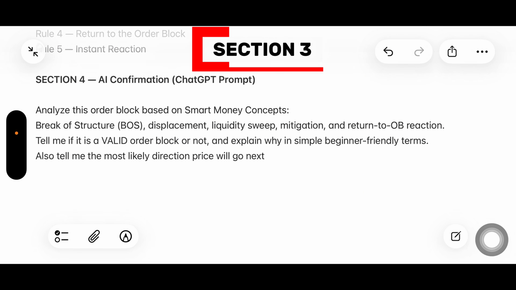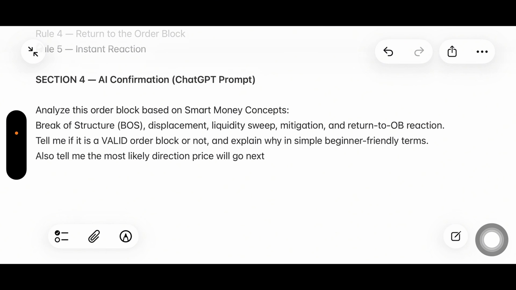AI confirmation. Even if you are not sure whether your order block is valid, see guys, AI will confirm it for you in seconds. So it's just like AI is going to be like a mentor.